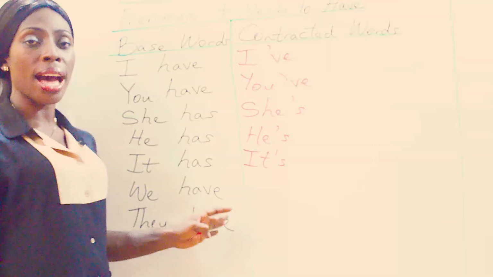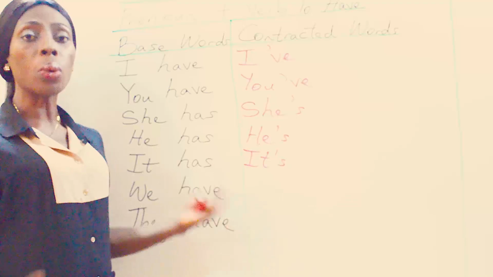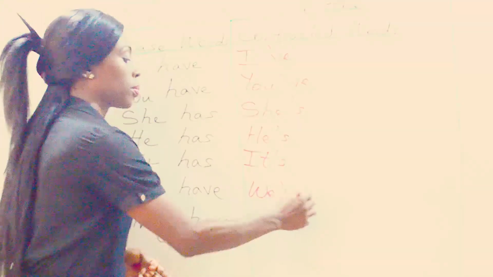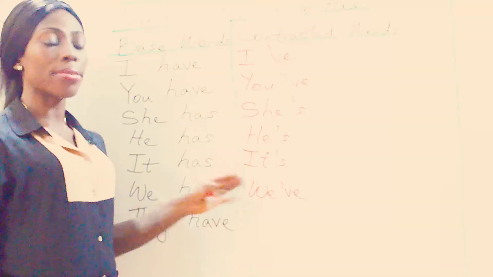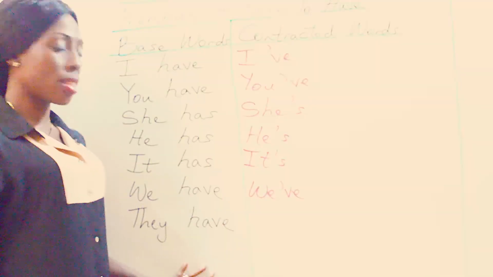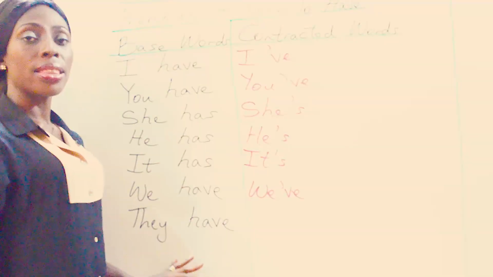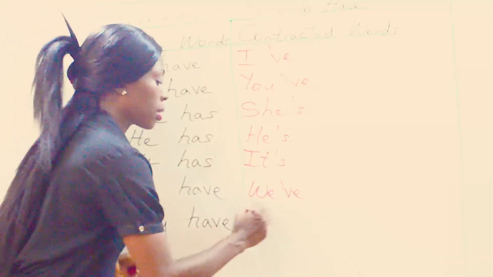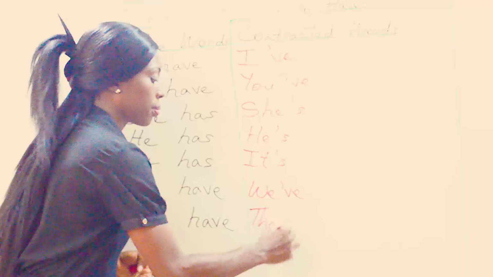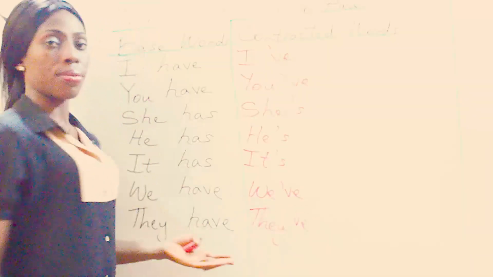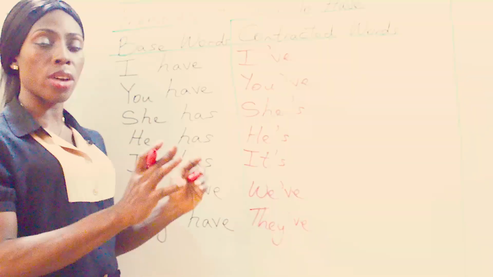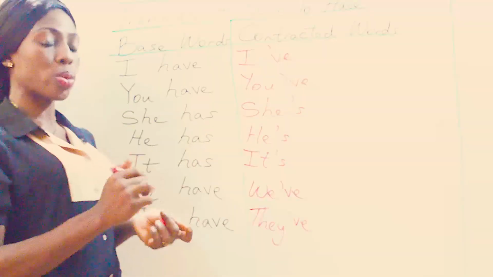Next we have we have. We have becomes we've. We've. And last on this section we have they have. They have becomes they've. They've. Okay? Now let's look at another set of contractions with the pronoun and the verb to have.